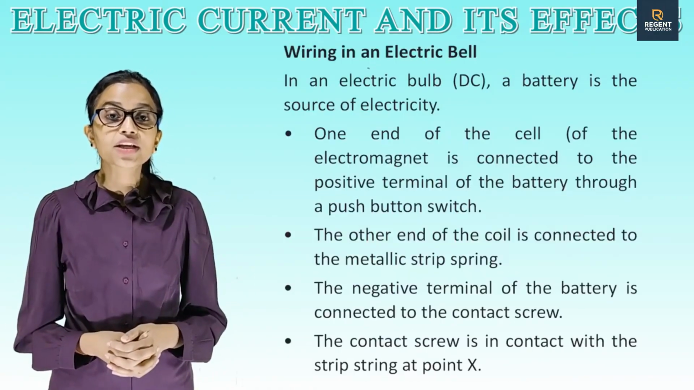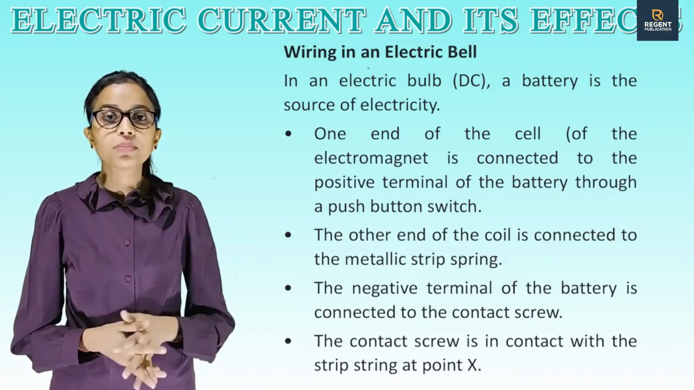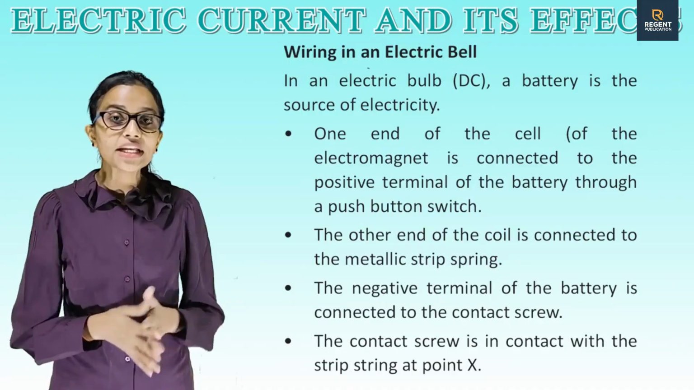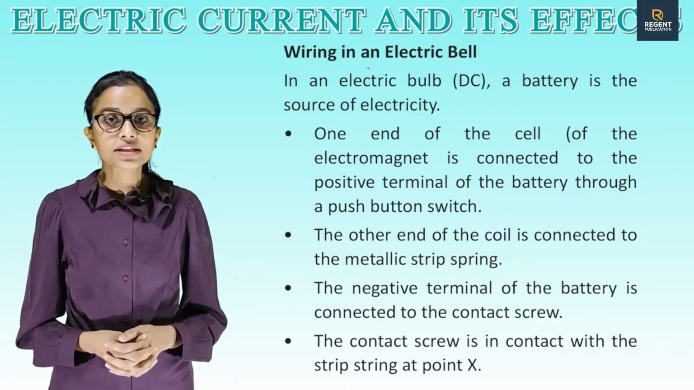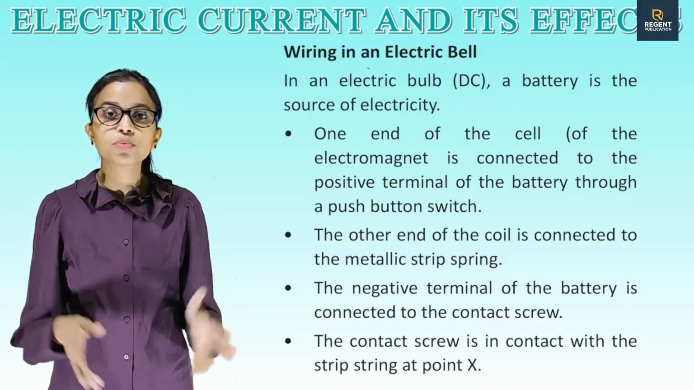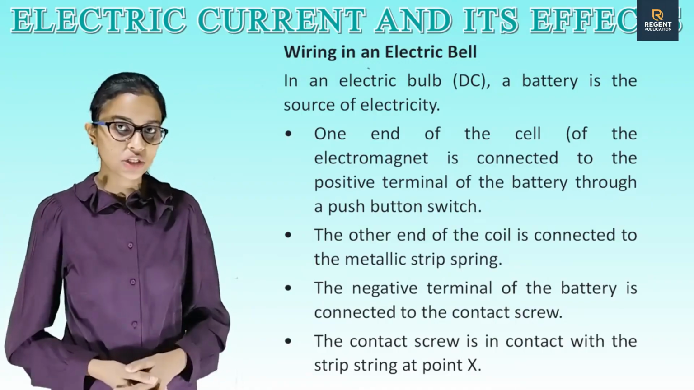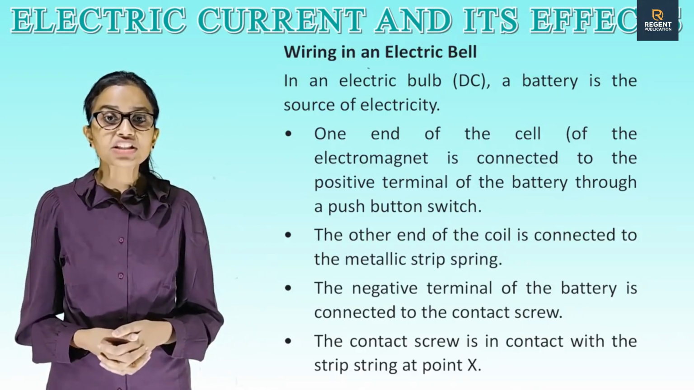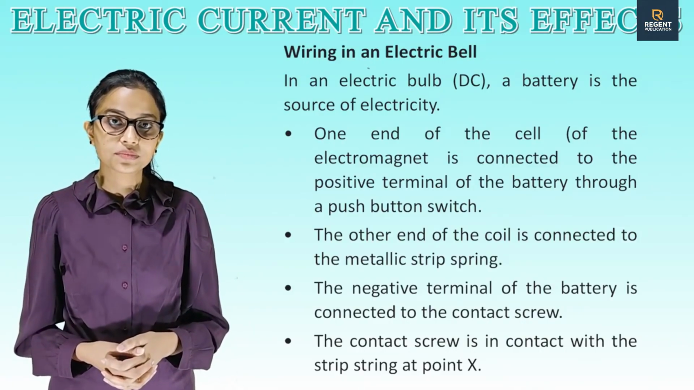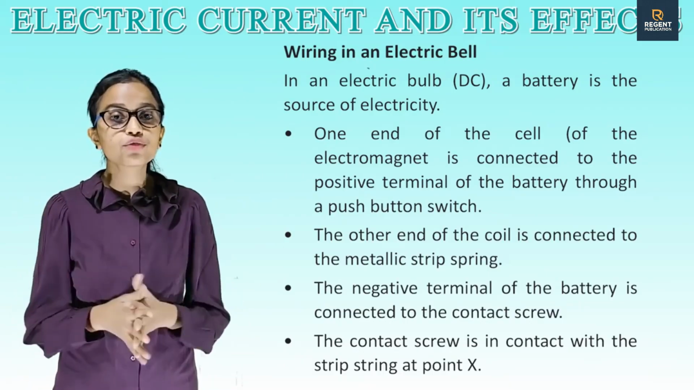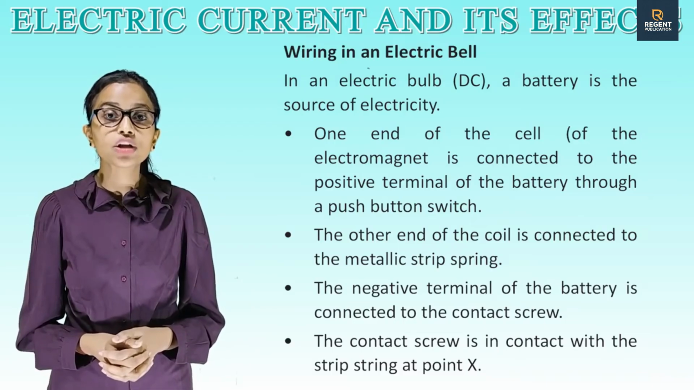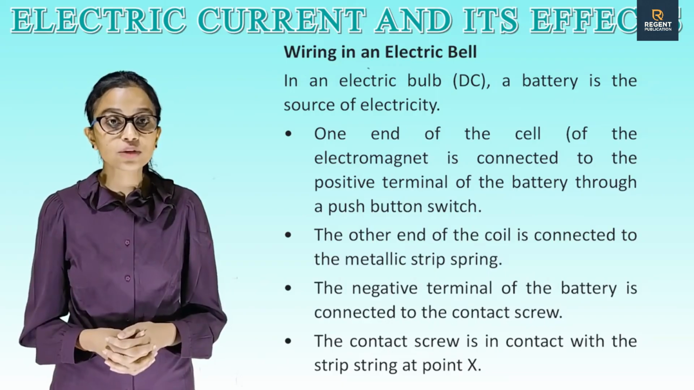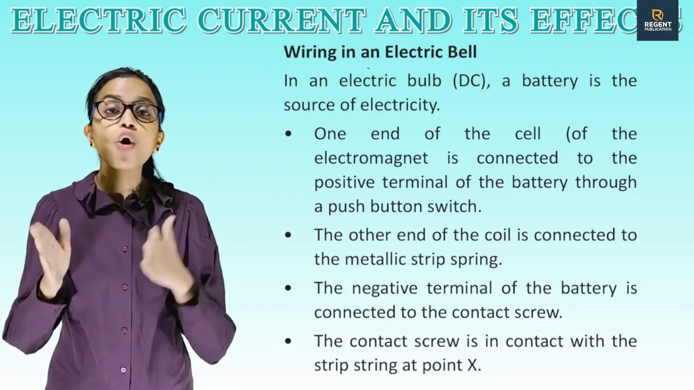Wiring in an electrical bell. In an electrical bell DC, a battery is the source of electricity. One end of the coil of the electromagnet is connected to the positive terminal of the battery through a push button switch. The other end of the coil is connected to the metallic strip spring. The negative terminal of the battery is connected to the contact screw. The contact screw is in contact with the strip spring at point X.